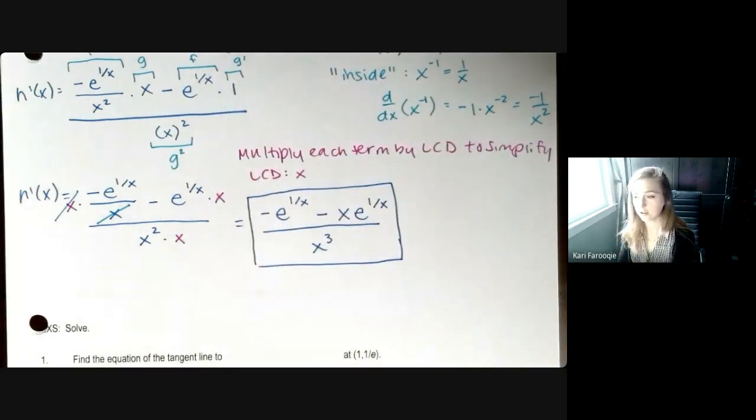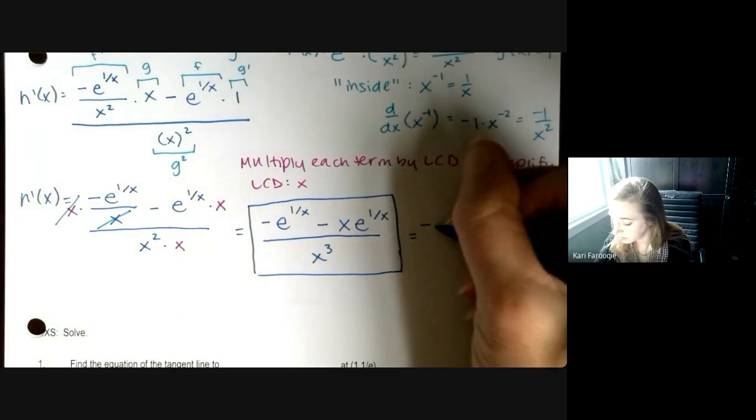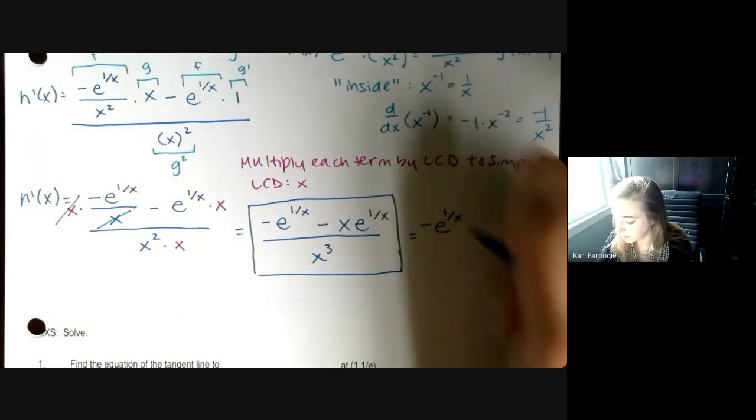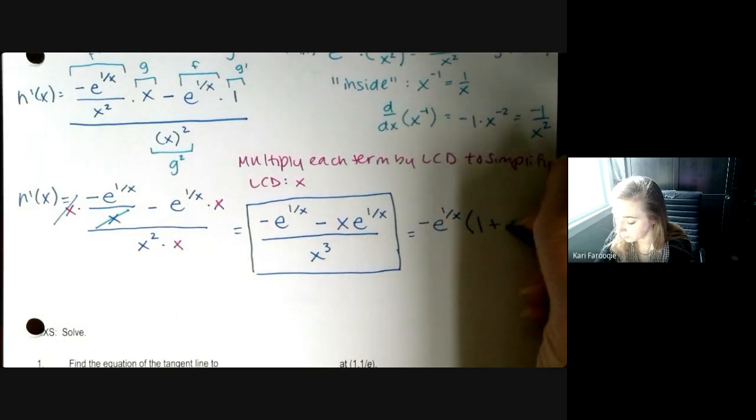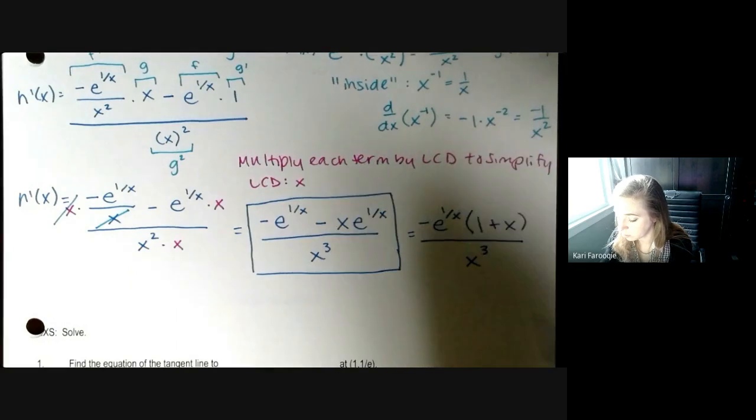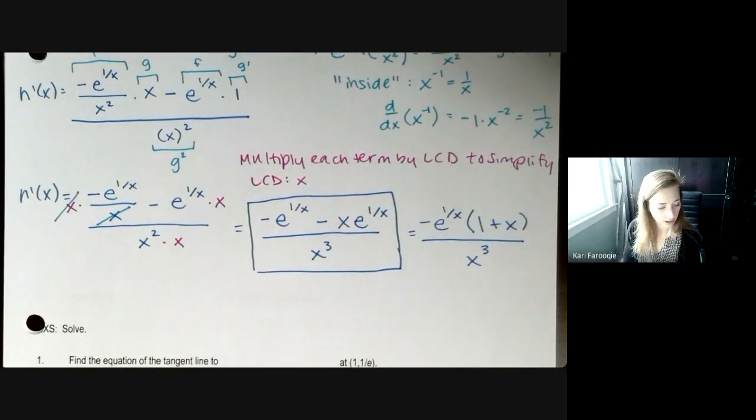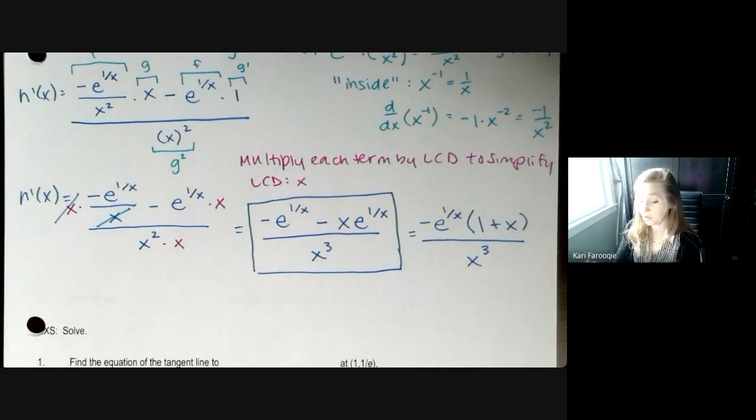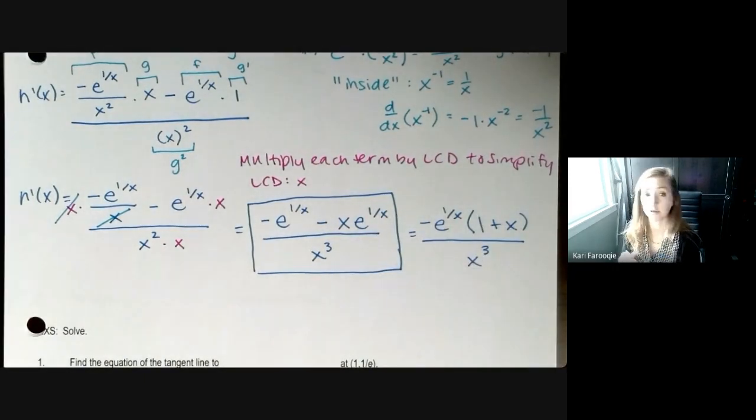But this is another instance where maybe I would say, if you felt comfortable with your factoring, factoring out a negative e to the 1 over x would be a really nice thing to do here, because that would leave you with just a factor of 1 plus x in the numerator. I feel like it looks a little bit more concise that way. But it's up to you. Make sure that you always check that when you multiply it back in, you get exactly what you started with. Either one of those is fine.